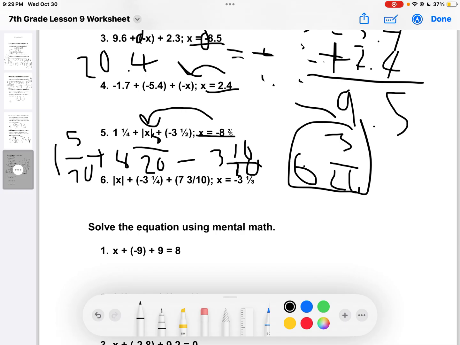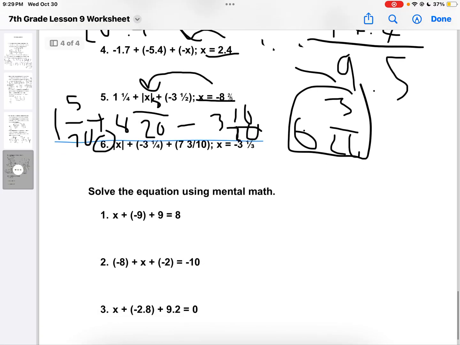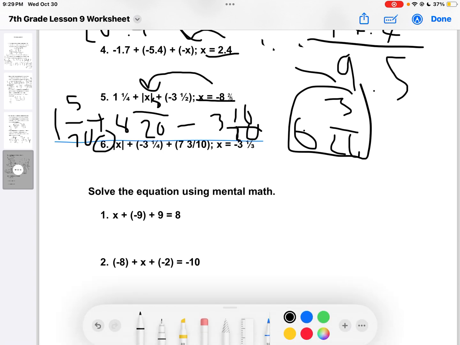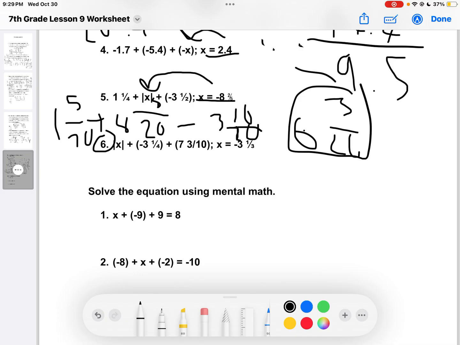Number 6, you guys could do on your own. So number 6, try on your own. And the next portion, solve the equation using mental math. Well, mental math, I can't really do anything, but the first problem I'll do it with you.